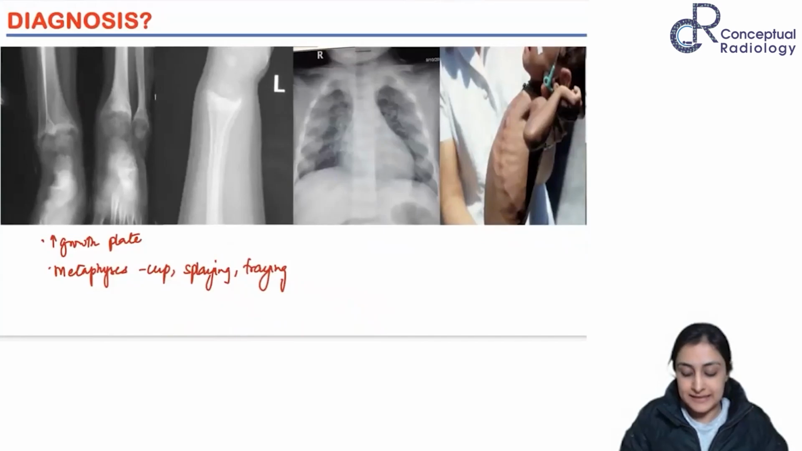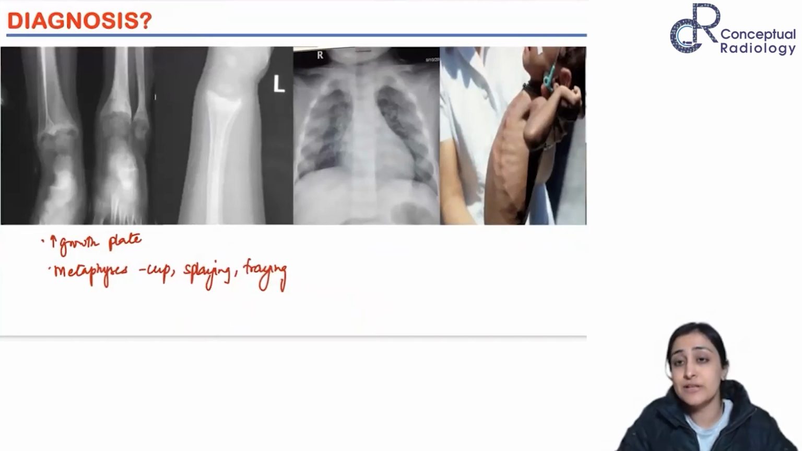Right. This is indeed rachitic rosary. So this is widening of the costochondral junction. Why does that happen? Anybody can tell me why? Where did this come from? We were talking about the growth plate. Why is there rachitic rosary? Why is the costochondral junction getting widened?